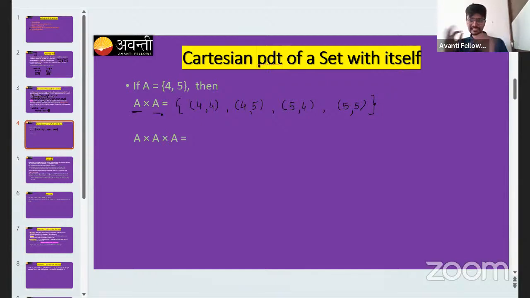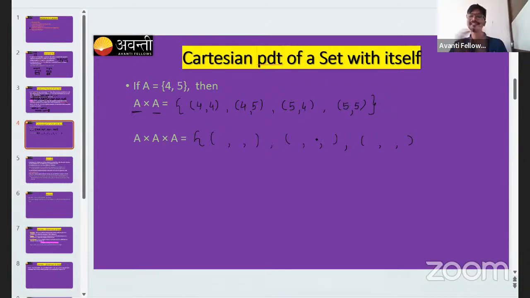Now this logic can be extended into many Cartesian products. So here I have written A cross A cross A. Meaning, if you are getting it, the ordered pair will have 3 elements. First element will be from A, second element will be from A, and third element will also be from A. So, can you guess how many combinations will be possible?